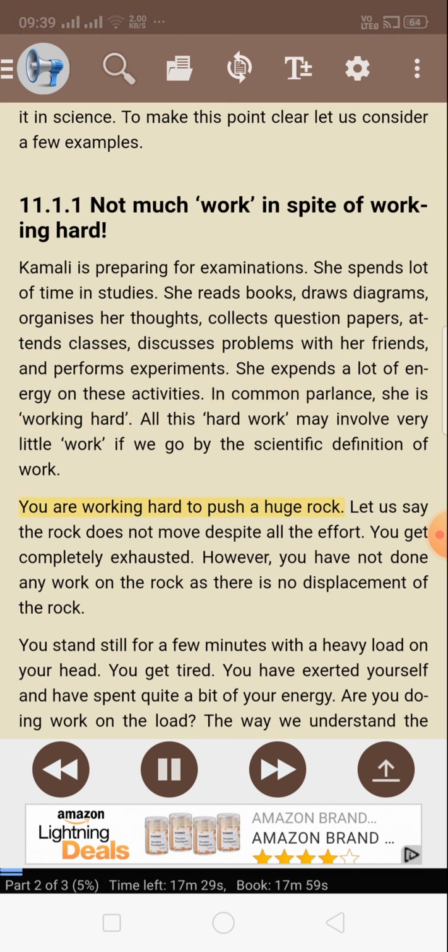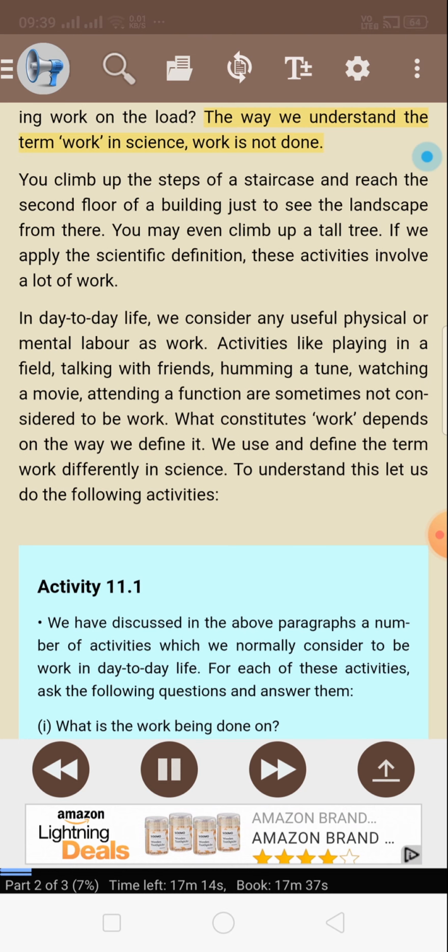You are working hard to push a huge rock. Let us say the rock does not move despite all the effort. You get completely exhausted. However, you have not done any work on the rock as there is no displacement of the rock. You stand still for a few minutes with a heavy load on your head. You get tired. You have exerted yourself and have spent quite a bit of your energy. Are you doing work on the load? The way we understand the term work in science, work is not done.